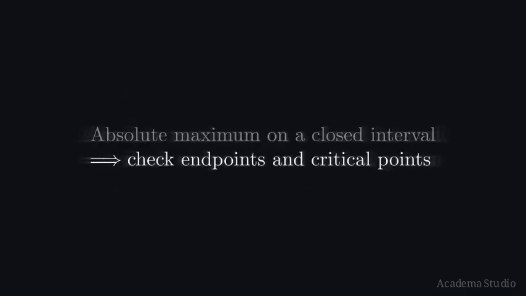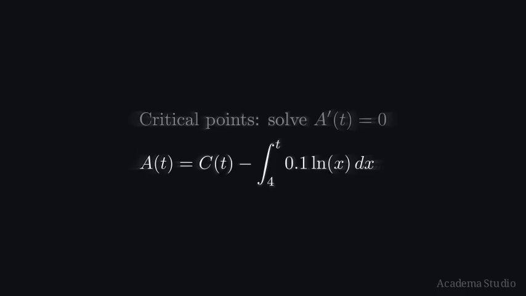Check endpoints and critical points. Endpoints: t equals 4, t equals 36. Critical points: solve A prime of t equals 0, where A(t) equals C(t) minus the integral from 4 to t of 0.1 natural log of x dx.